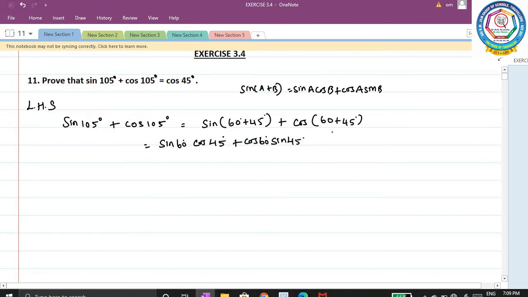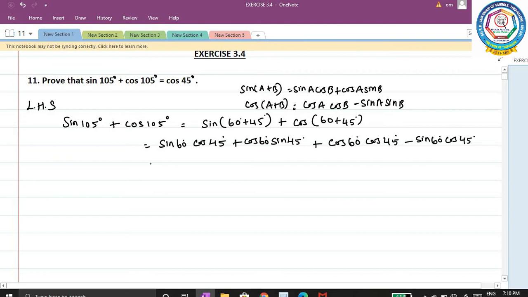Now next one, it is in the form of cos of a plus b. We know the cos of a plus b formula: cos of a plus b equals cos a cos b minus sin a sin b. So plus cos of 60 degree cos of 45 degree minus sin of 60 degree sin of 45 degree.